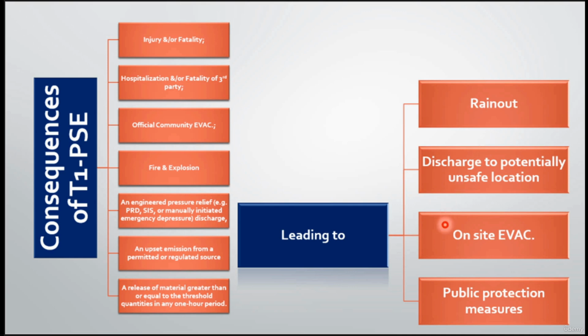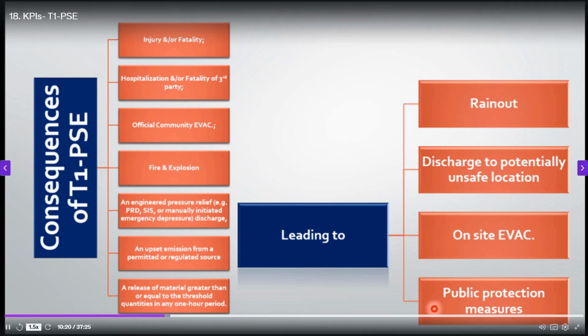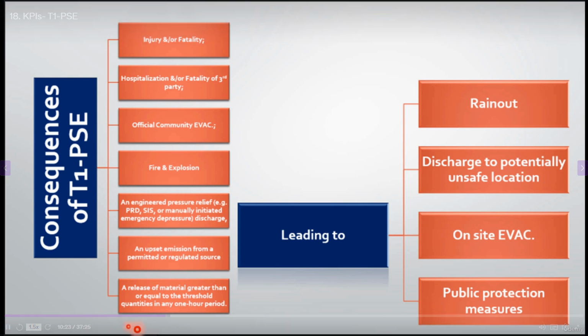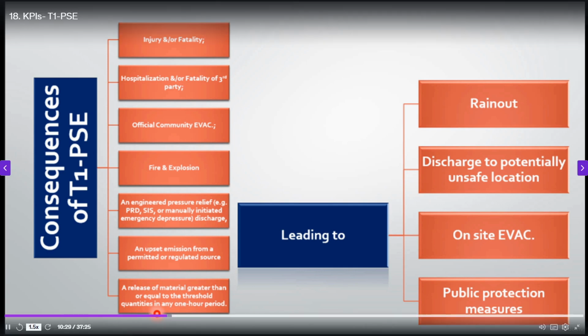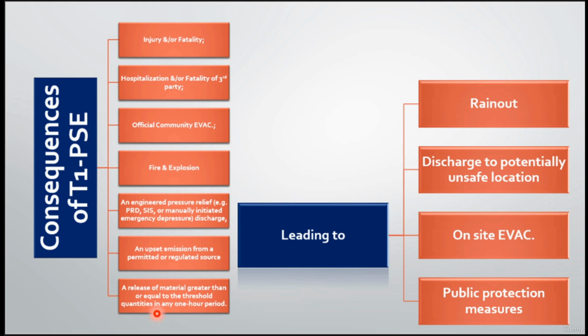And C will be the on-site evacuation. And D will be the public protection measures, such as the road closures and so on. The last consequence of Tier 1 PSE will be the release of a material or hazardous chemical greater than or equal to the threshold quantities in any 1 hour period.